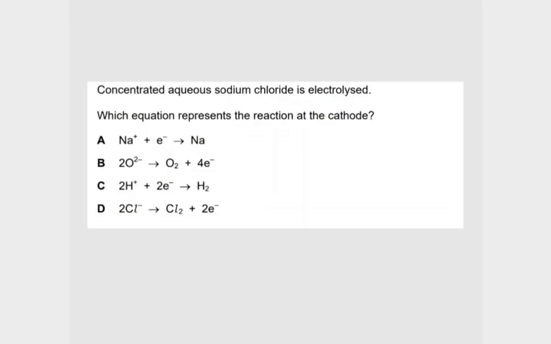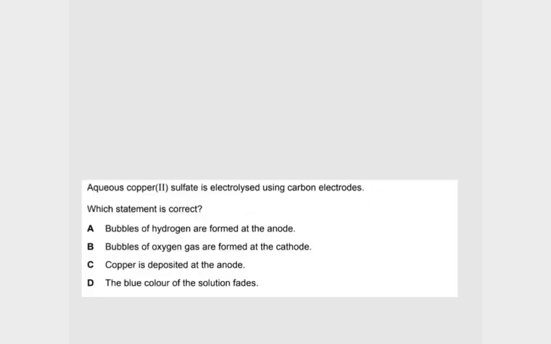Concentrated aqueous sodium chloride is electrolyzed. Which equation represents the reaction at the cathode? So you have got Na plus and H plus, and clearly H plus will be preferred over Na plus. And what happens to H plus? H plus will undergo reduction by accepting an electron to become hydrogen, but hydrogen is diatomic, so you have to consider this one. So this is the equation.